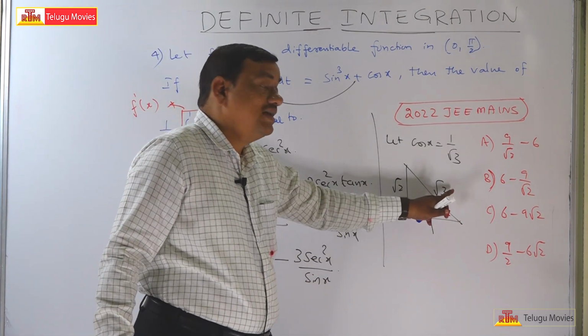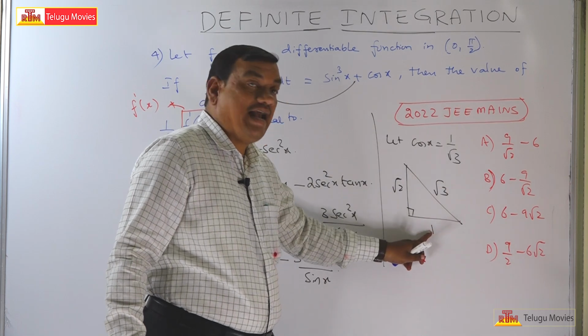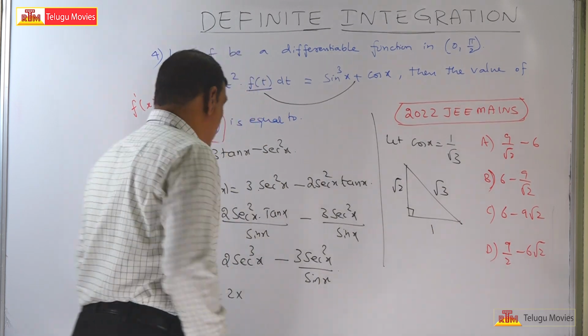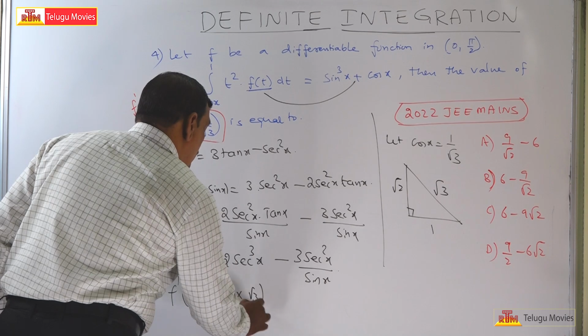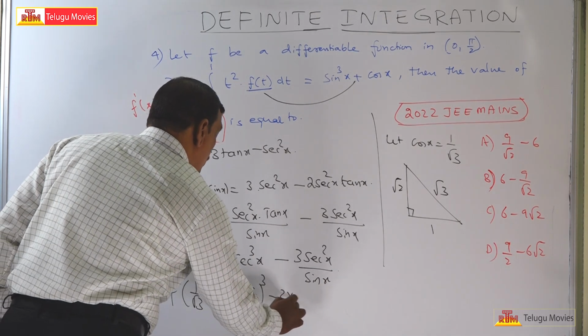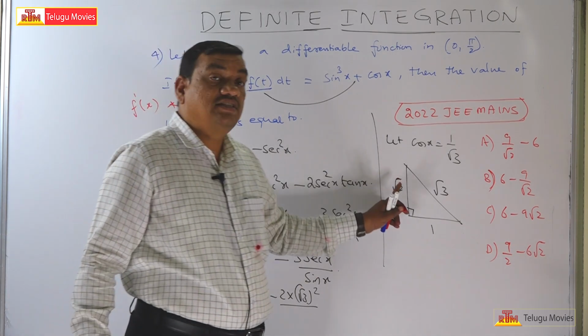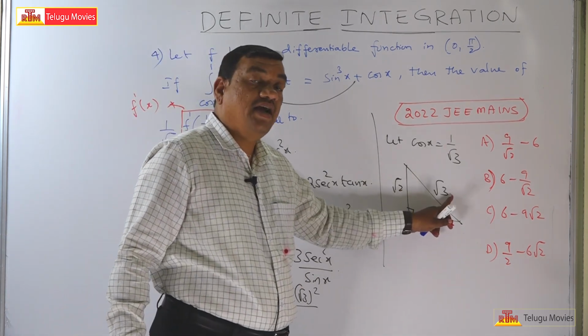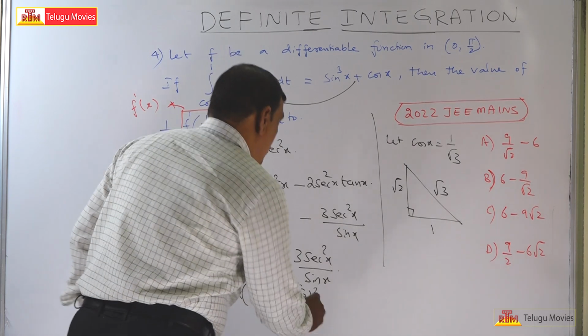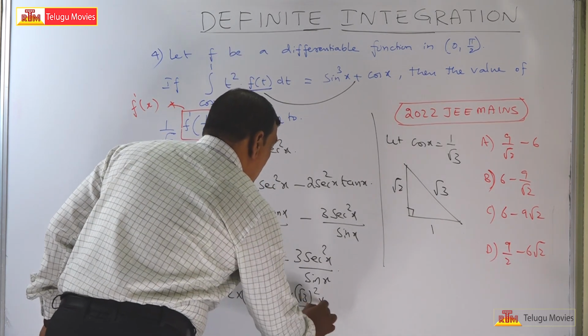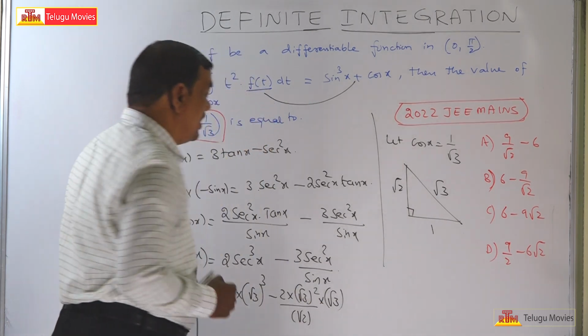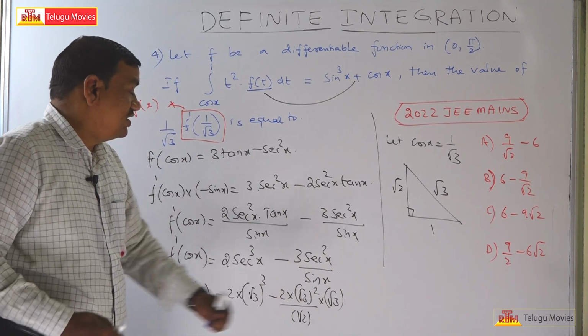Secant x value is hypotenuse by adjacent side, that means root 3. So this is equal to root 3 whole cube minus 2 into root 3 whole square. By sin x is equal to opposite side by hypotenuse, that is equal to root 2 into hypotenuse, which will be root 3. Okay now? Right. So, let us calculate this value.